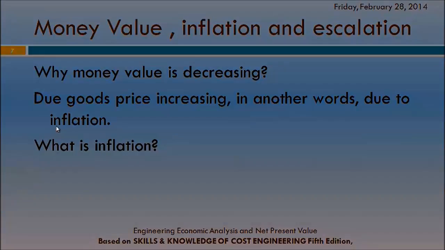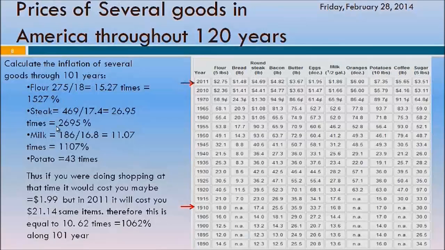So what is inflation? Inflation is the increase in price of several goods. Let us have a look at this table. I brought this table from the internet, which talks about several goods and items. I think it starts from 1890, yeah, 1890, and goes up to 2011. So those are the items and those are the prices. Fine. So just have a look.